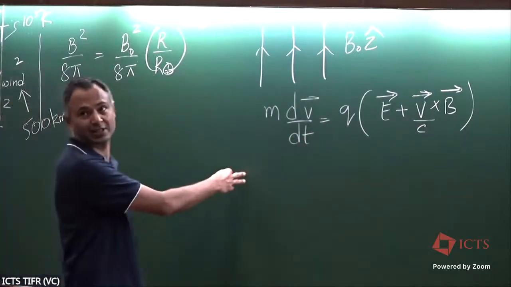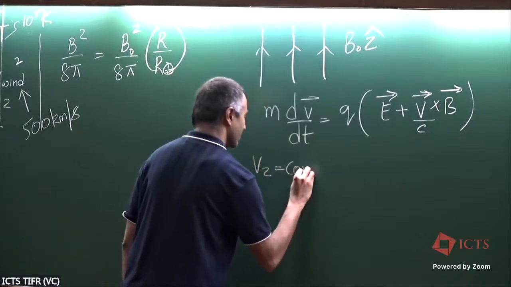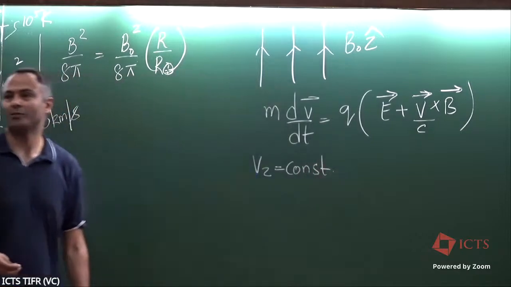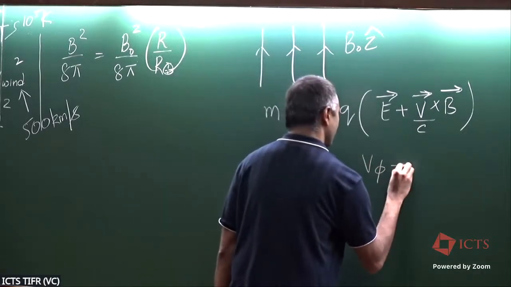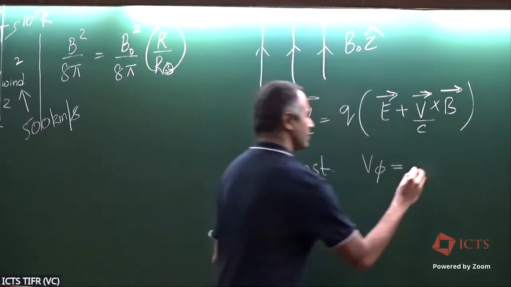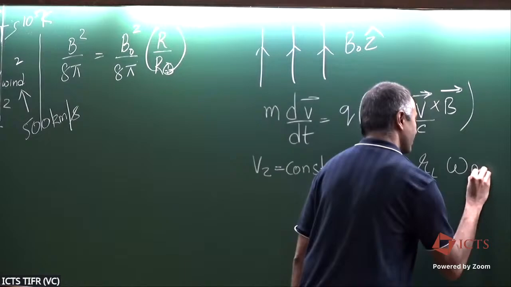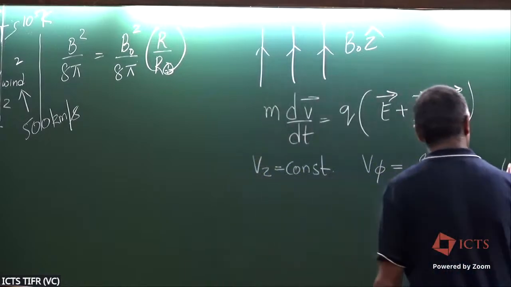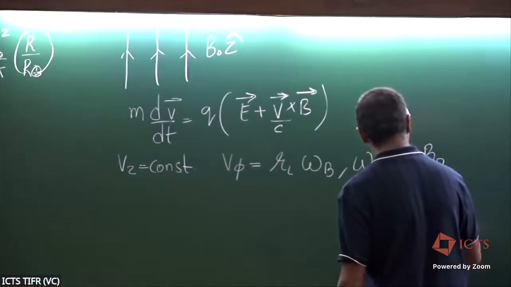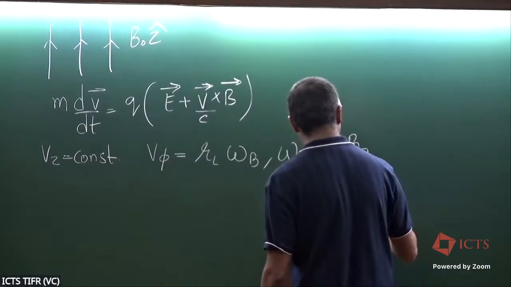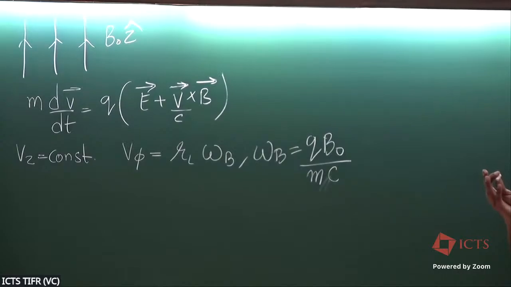And the solution to this, I think most of you would have solved it, is Vz will be constant. But the electron will perform circular motion in the xy plane. So you're going to have V phi, which is going to be some radius, which is called the Larmor radius, times the cyclotron frequency. And that cyclotron frequency, yeah, I'm assuming you've all seen this before, right? So yeah.